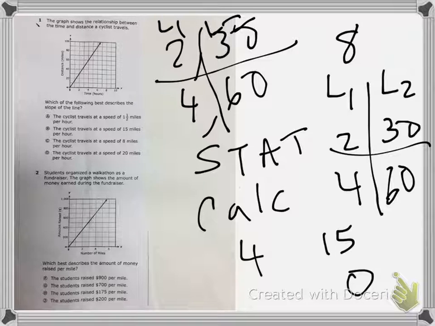Y-intercept is going to be 0. So now, which one shows that? That would be answer choice B. All right, moving on to number 2.